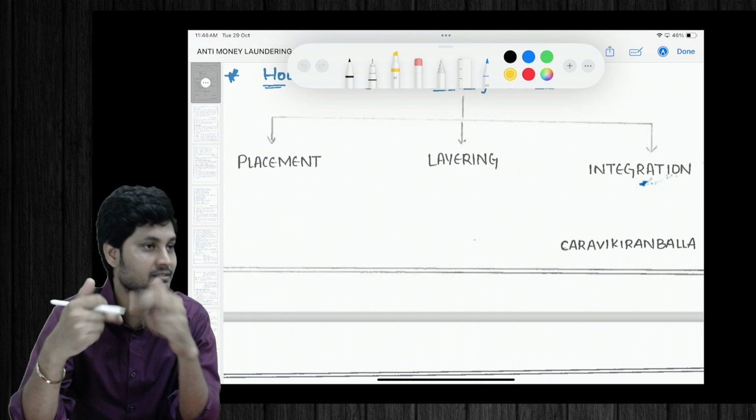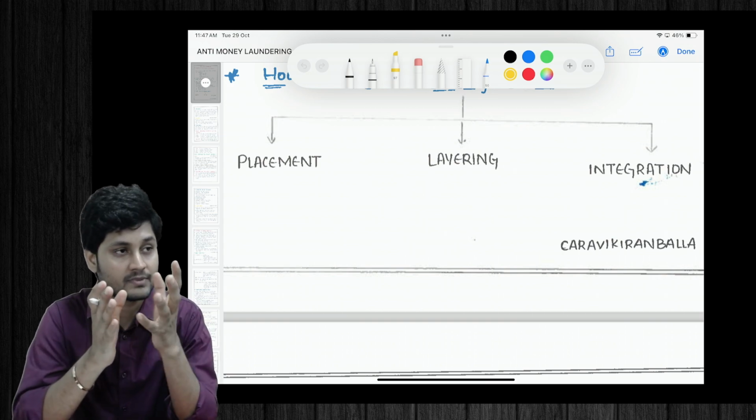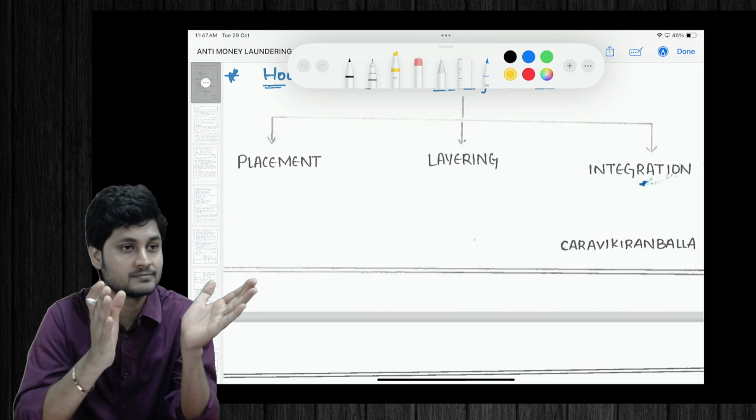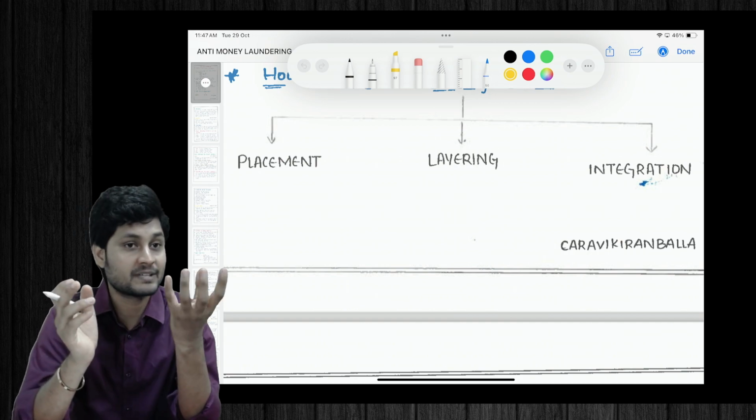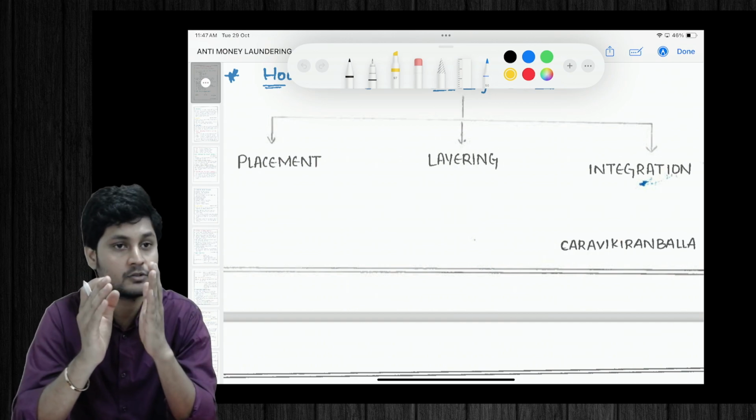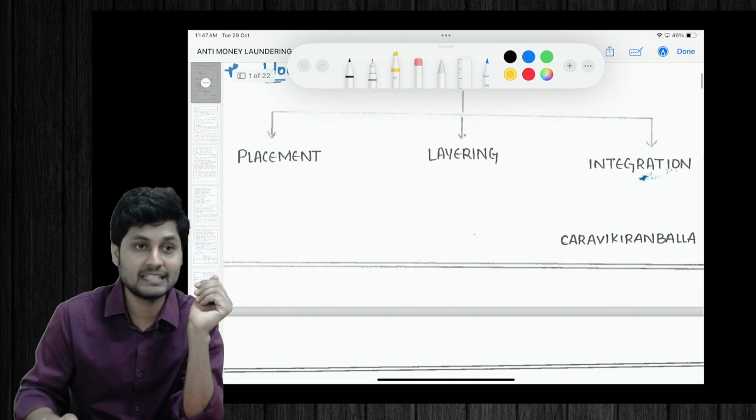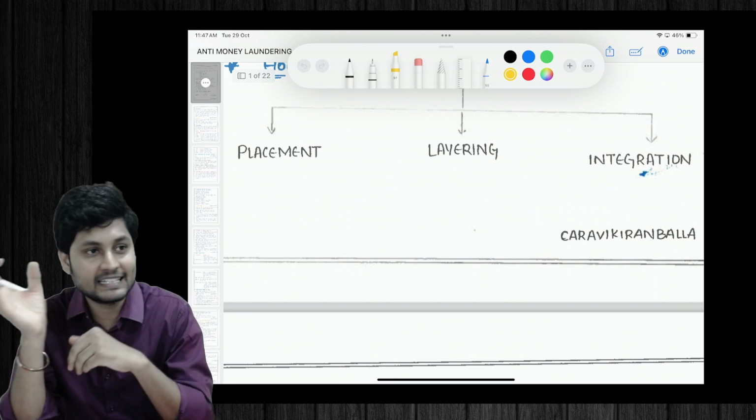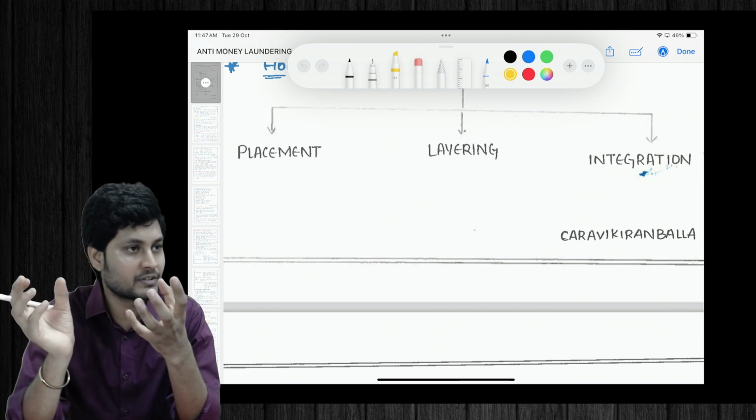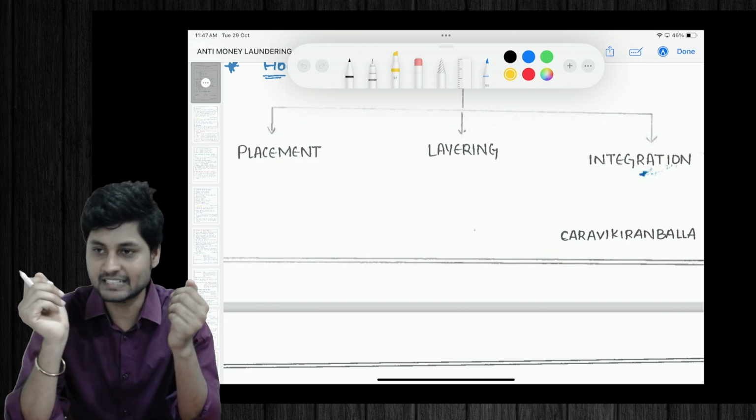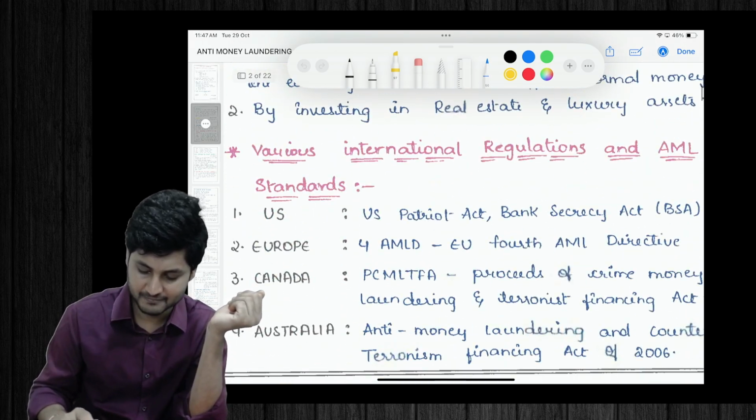And thereafter layering. So trying to separate the source from the funds, the identity from whom we obtained the money. So we can try to separate the identity. This is called layering. What is point number three? Integration. Again, getting the money back into the Indian economy. So if we can get the money into the country's economy, then that is called integration. Okay. So we completed placement, layering, and integration.